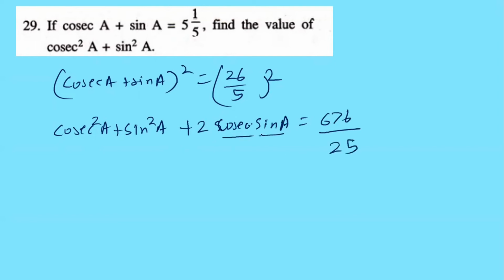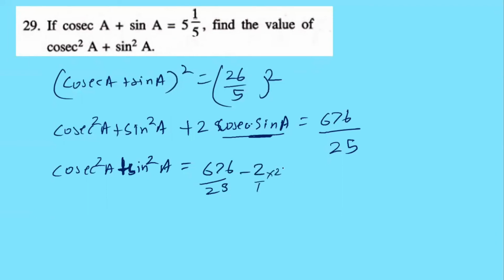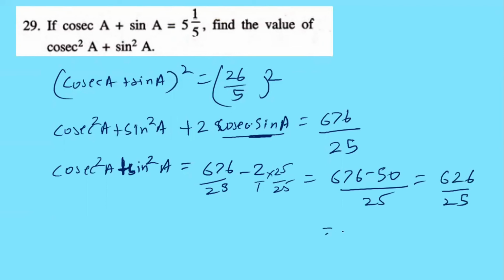Now cosec A into sin A is equal to 1. So we get cosec square A plus sin square A is equal to 676 upon 25 minus 2 upon 1. So we take LCM here, multiply and divide by 25. So 676 minus 25 2s are 50 upon 25, which is 626 upon 25. Let us write this as a mixed fraction. 25, 25s are 625 plus 1. So 25, 1 by 25 is the final answer.